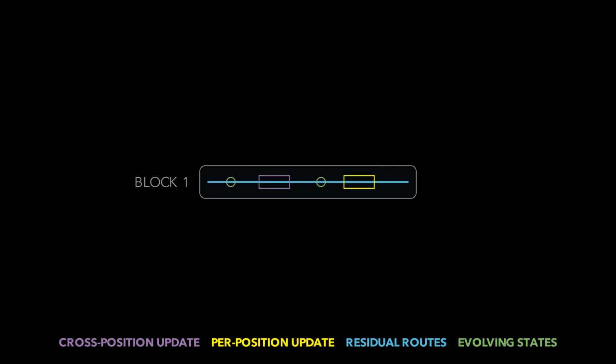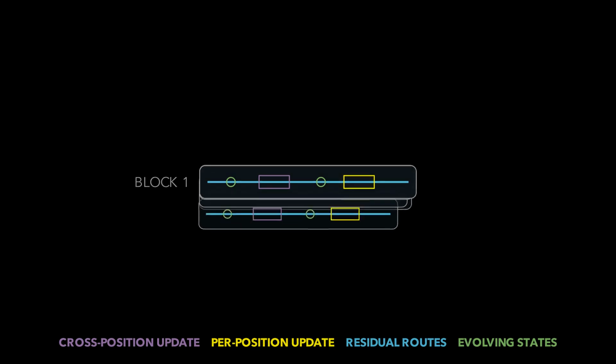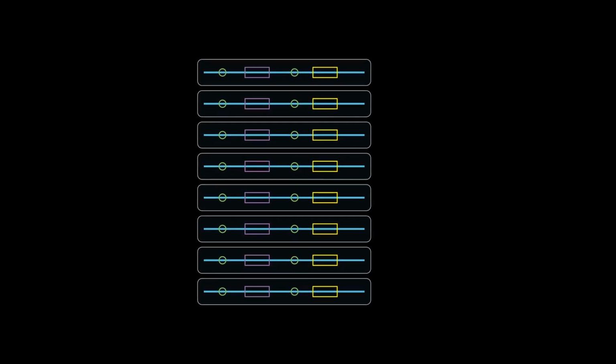The floor plan still contains the same core relationship: cross-position update, per-position update, residual routes, and a stack of evolving states. Send the output of this floor into another block, then another. The blueprint repeats, but the learned weights usually do not. Each layer receives a state already changed by every layer below it and learns its own updates.